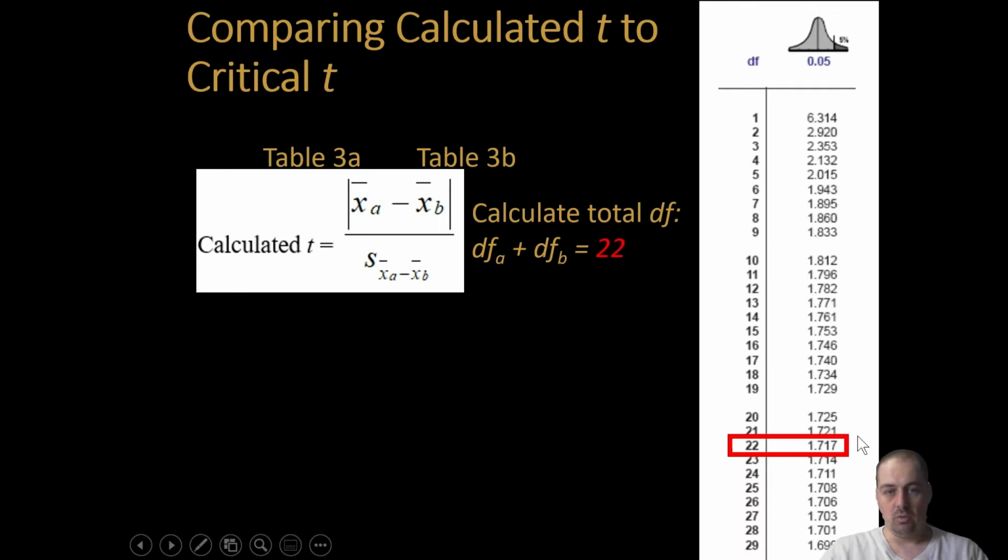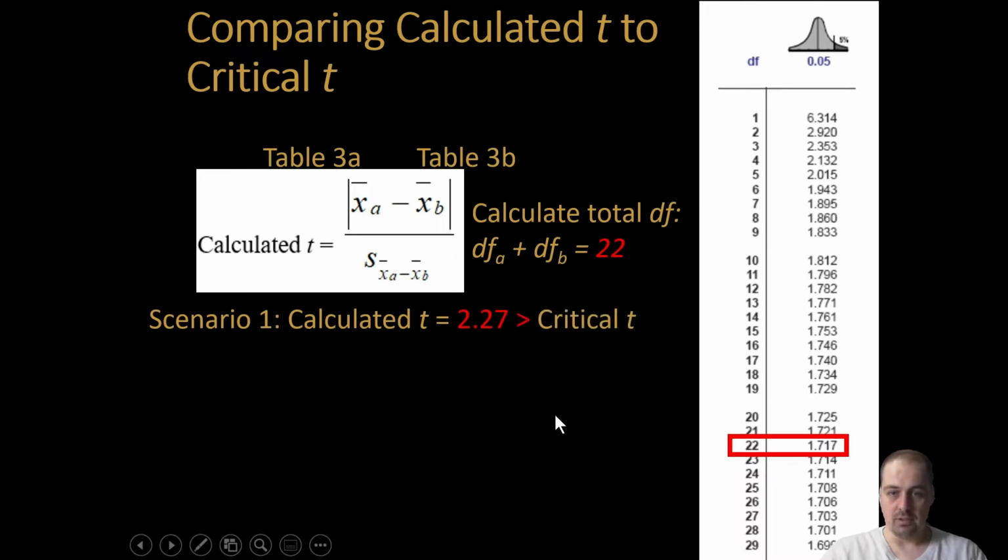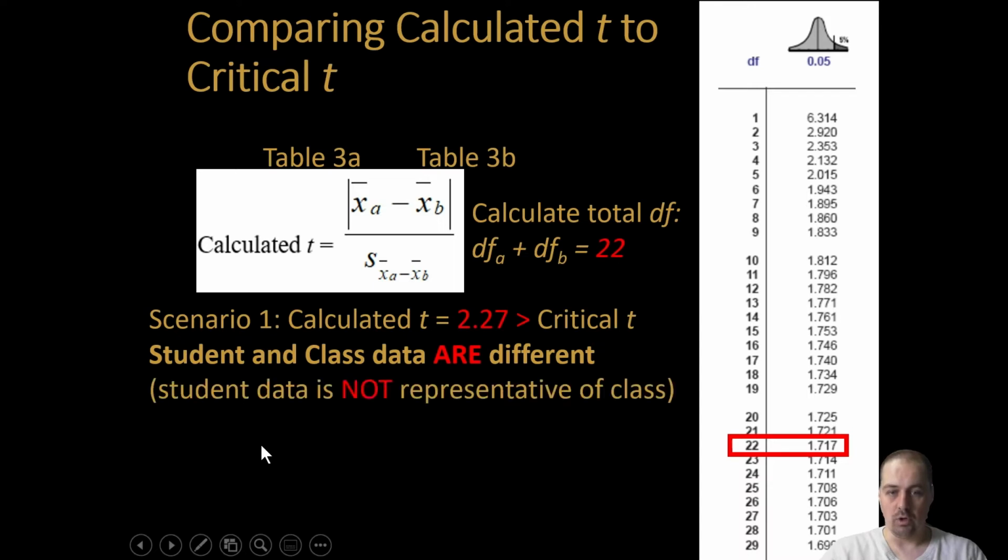So I'm going to give you the 2 possible options that can occur here. In scenario 1, let's say that our calculated t-value from this equation was 2.27. So 2.27 is obviously larger than this. What that means is the student and the class data are different. In other words, the student data is not representative of the class data. That's important because you're going to include that conclusion in your report based on your t-value.